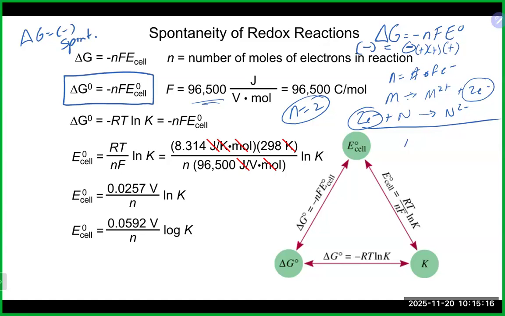Obviously, the opposite is true. If we take our delta G and we end up with a cell voltage that is negative, once again, that's going to be positive, that's going to be positive, and that's going to be negative.